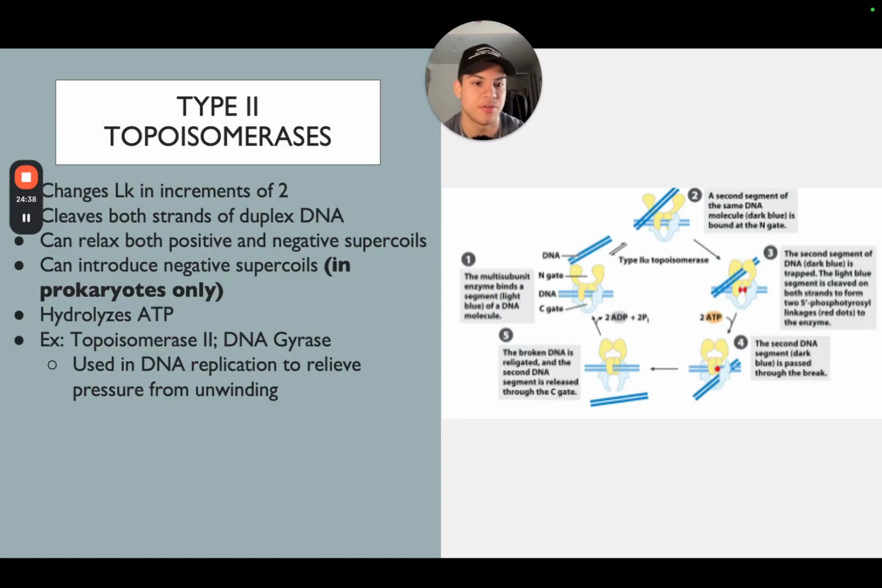And so I'll walk you guys through this mechanism. You don't really need to know it in depth other than for your own information's sake. As you can see, DNA is going to bind into the end gate, and what the end gate is going to do is basically close it and then keep the DNA in there.